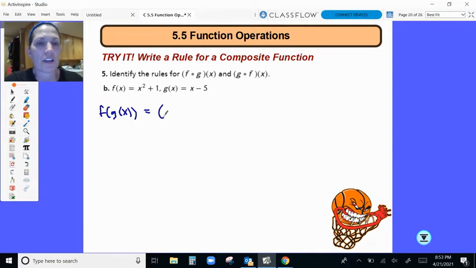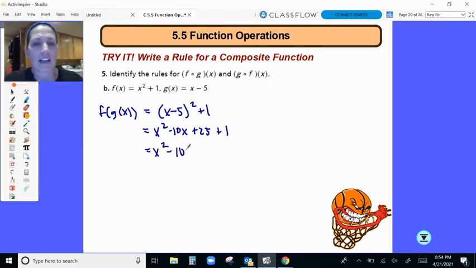So it's going to be equal to x minus 5 squared plus 1. Let's go ahead and simplify that. So x squared minus 10x plus 25, and then plus 1. So it will be x squared minus 10x plus 26. And that's my f of g of x.